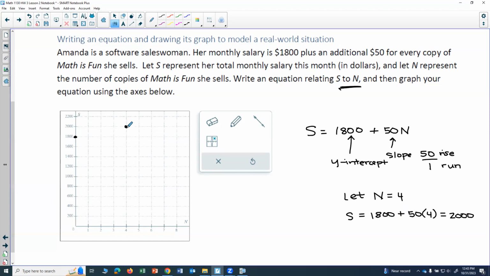I go ahead and plot that. And then I would go ahead and connect those with a line. And so that would give me my graph.